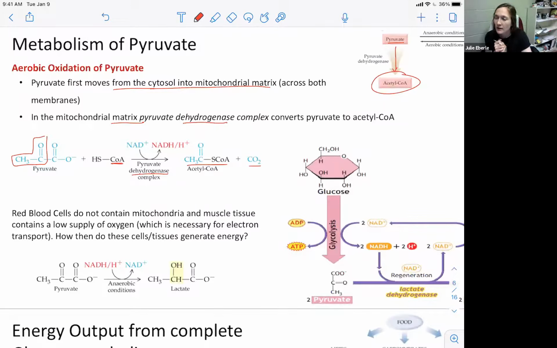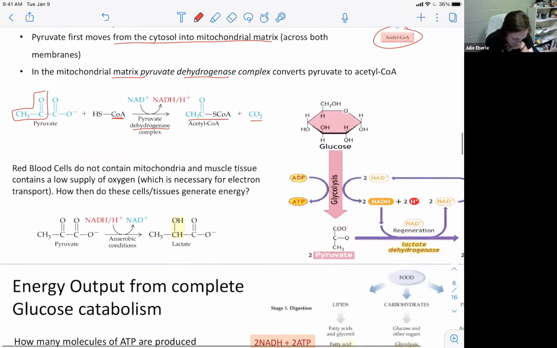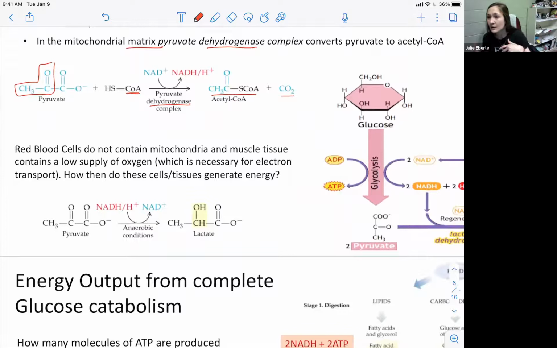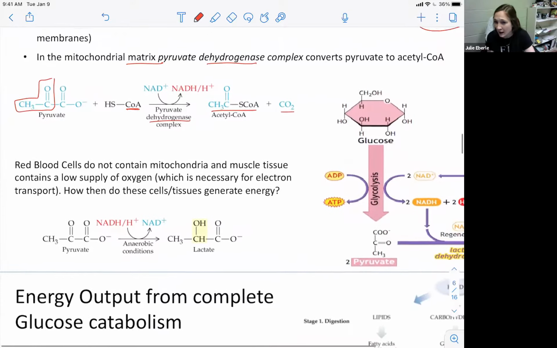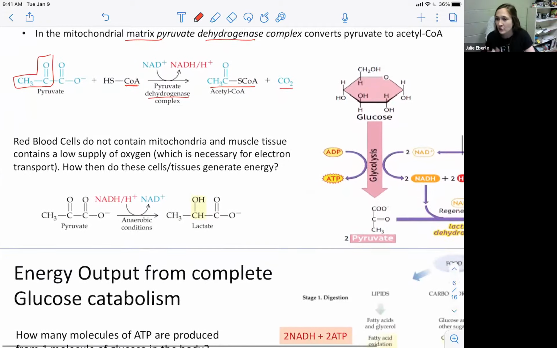That's under aerobic conditions. But what happens in certain tissues or cells or organisms that don't have a readily available supply of oxygen? Red blood cells do not contain mitochondria, and muscle tissues contain a low supply of oxygen. And we know oxygen is essential for electron transport. It's the final electron acceptor, that's how you make those molecules of water. You've got to have oxygen to do that. So if we don't have a supply of oxygen and we don't even have mitochondria, then we cannot run electron transport.